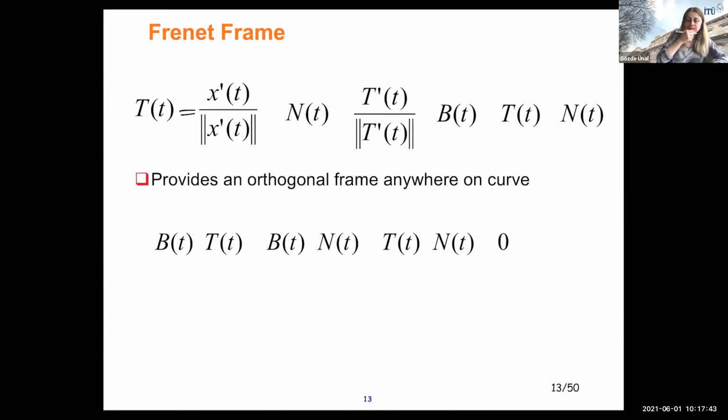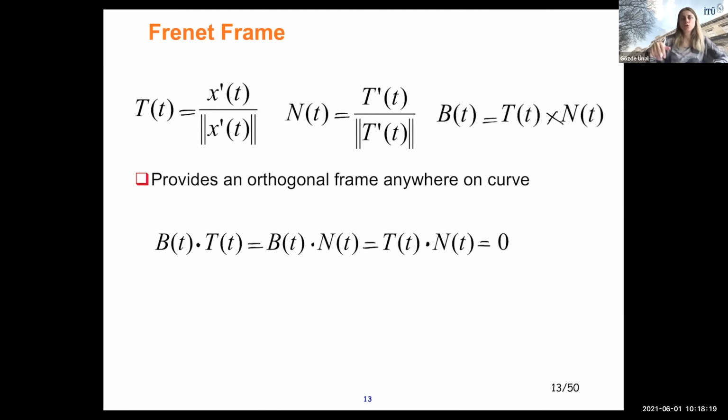T, we set as the tangent, defined as x prime. It depends on the first derivative vector of the curve, normalized by the speed of the curve. The normal is proportional to t prime, and again we make it a unit normal by normalizing by its magnitude. Now b of t is the cross product of t of t and n of t. Exactly, it provides an orthogonal frame anywhere on the curve, and all these dot products are zero.